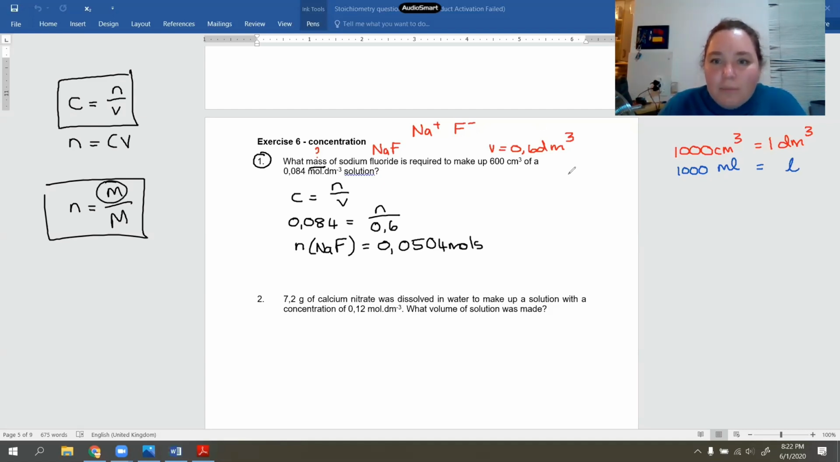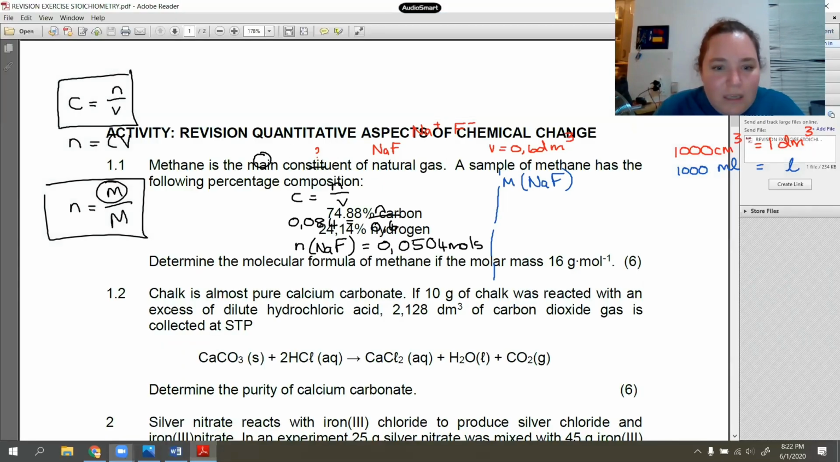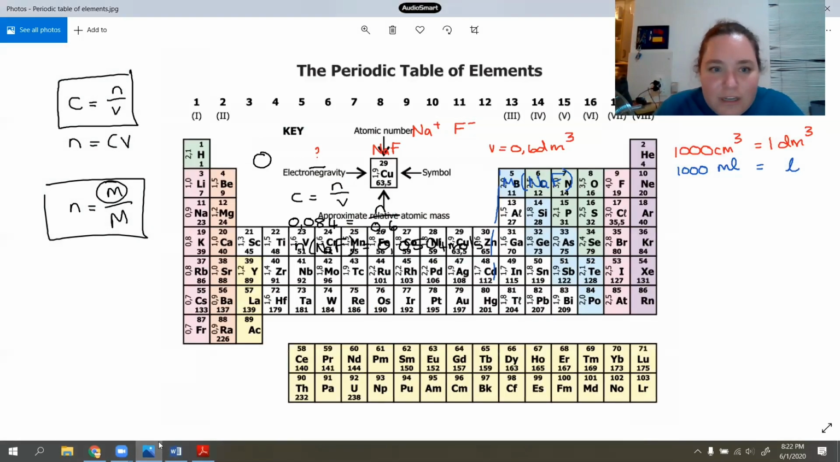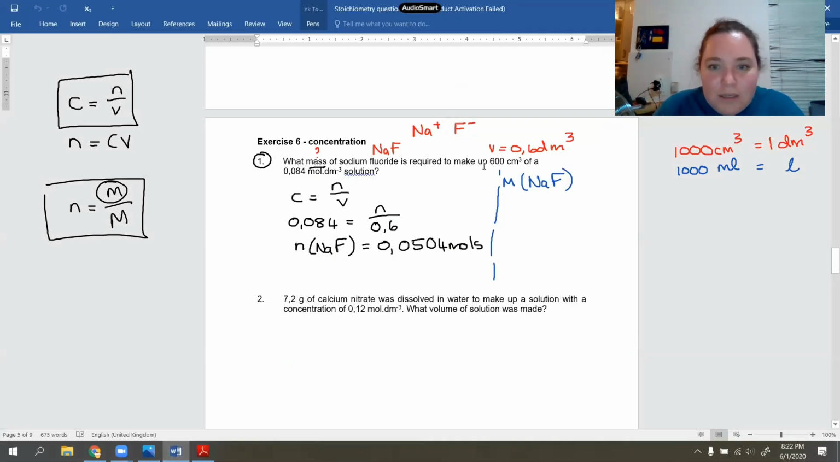So I'm now going to work out the molar mass. I always imagine on my page that it's divided in 2 halves, and the right-hand side is where I work out my molar mass. The molar mass of sodium fluoride, I actually need to look up. So sodium is 23, fluorine is 19. So this is going to be 23 plus 19. Fluorine doesn't come up very often. So 23 plus 19 gives me 42 grams per mole.